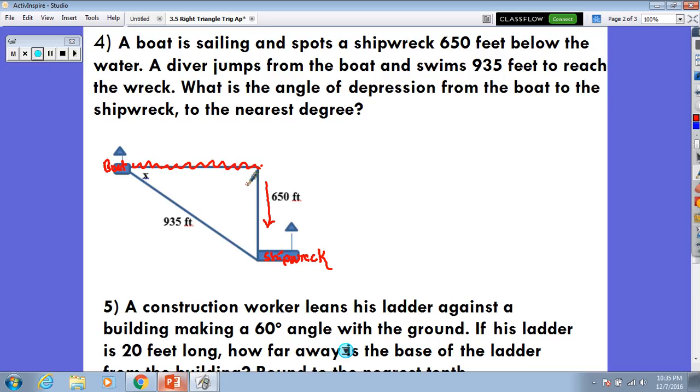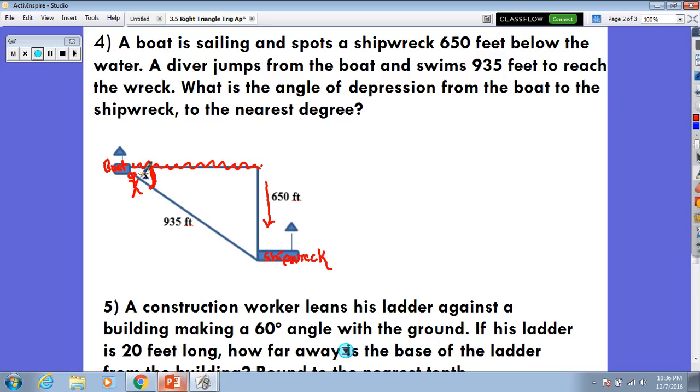And the shipwreck is 250 feet below the water. A diver jumps from the boat. It's my little man. And he's going to swim, okay, 935 feet to reach the wreck. Here's the wreck down here. What is the angle of depression from the boat to the shipwreck? So now they're looking for the angle of depression. We know an angle of depression should start high and go low. So they are referring to this angle right here.